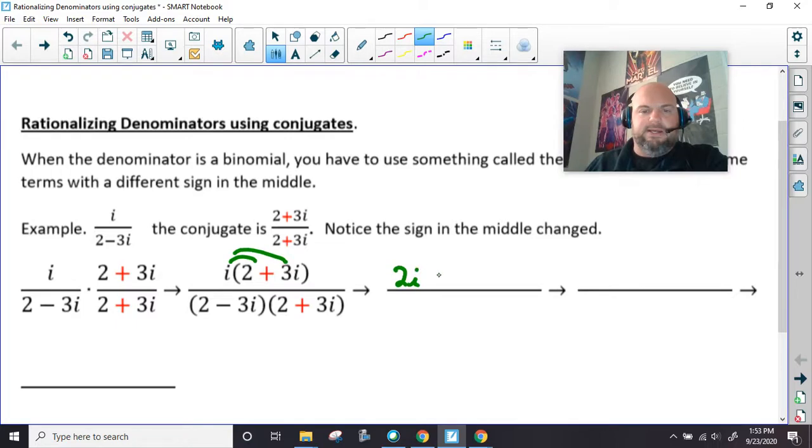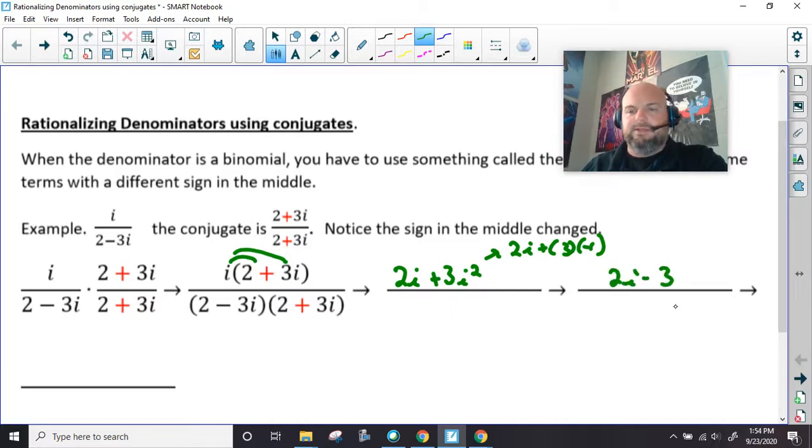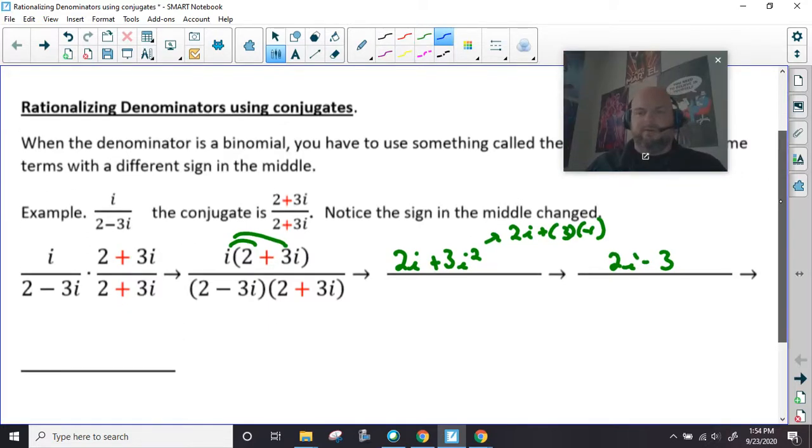So this is 2i plus 3i squared. We know that this ends up being 2i plus 3 times -1. So this is 2i minus 3. We're just going to leave that alone right now. Now, you need to work smarter, not harder.